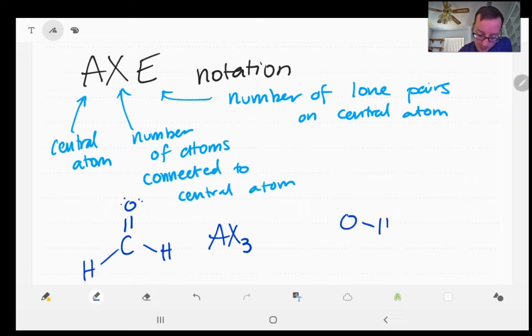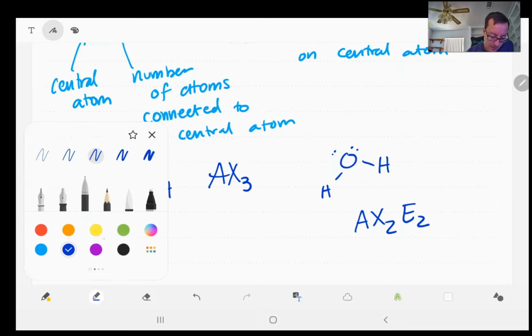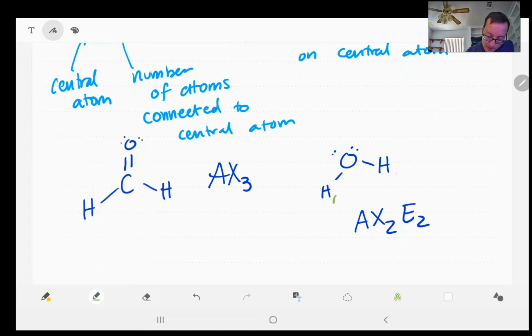If we look at water, the central atom is oxygen here. So it has 2 outer atoms and 2 lone pairs. So this would be our first outer atom, our second outer atom. This would be our first lone pair and our second lone pair. And so we would classify this one as AX2E2. Okay, so that's how we would put this into practice.